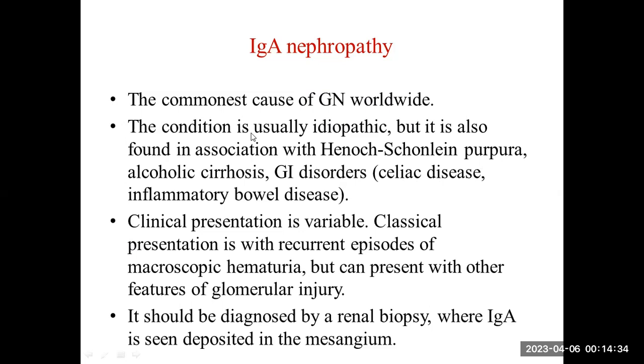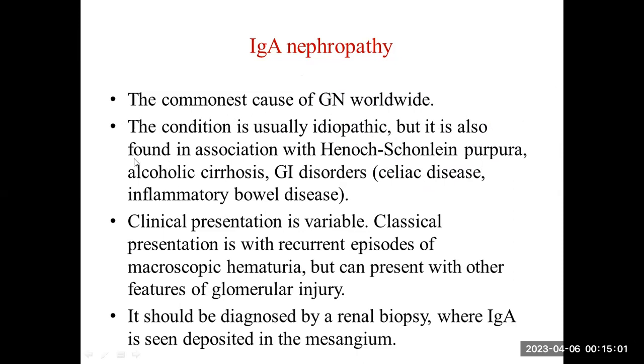The condition is idiopathic, usually, but there are some associations. It's classically associated with Henoch-Schönlein purpura. Henoch-Schönlein purpura, actually, IgA nephropathy sometimes can be considered as the renal manifestation of Henoch-Schönlein purpura. And sometimes they are considered as separate conditions. But classically, IgA nephropathy is associated with this type of vasculitis.